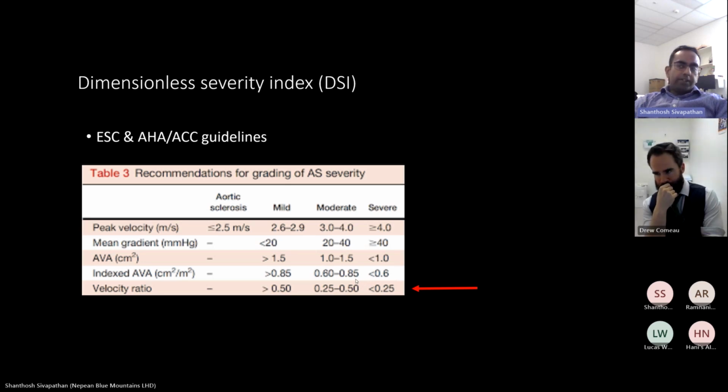Now, I find it usually difficult to remember all of the other parameters, but if you remember what severe is, you can figure out where you stand. Otherwise, just pull it out over and over again, and you'll eventually remember it. But peak velocity of more than 4, mean gradient of more than 40, and an aortic valve area of less than 1, and you can also use dimensionless index. And obviously, in medicine, not always will you get all of the severe parameters, because of variations. So then you try and look at other or adjunct parameters to help you determine whether this valve is moderate or severe.